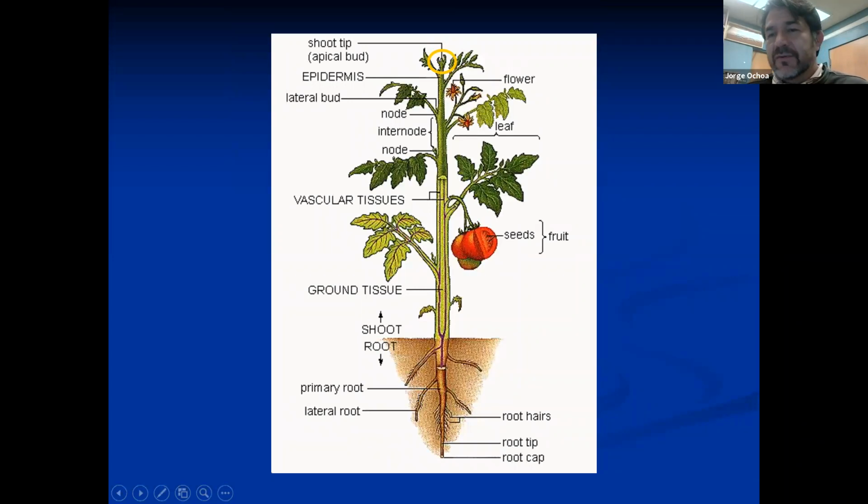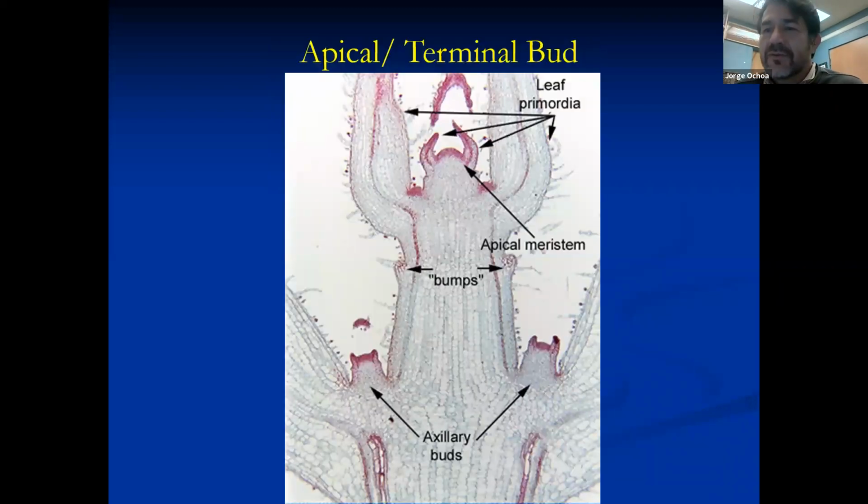And so if we were to take that terminal bud and magnify it greatly, where we can see what's happening inside, we would see something like this. And this is going to occur in all the terminal buds, whether it be the one at the very top of the plant or the tip of the branch, the outermost buds will also have this. And so we have what is known as the apical meristem right below the very tip.